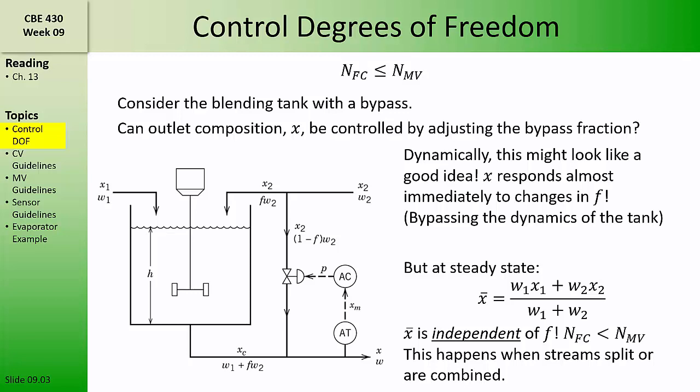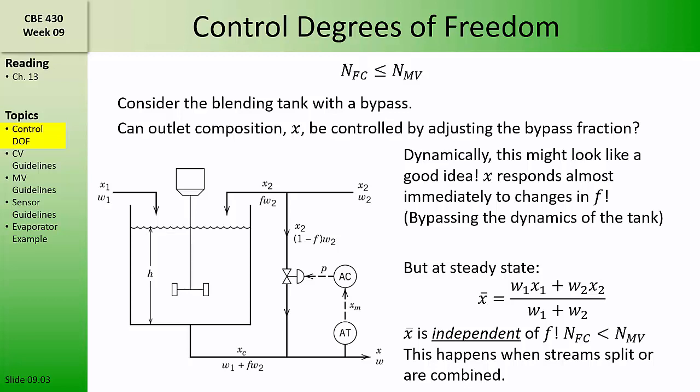It happens in this case because this stream splits and then is recombined. So it doesn't matter whether the incoming solute in stream 2 goes through this path or this path. Ultimately, it all has to come out in the end. So while changing F might change X dynamically, it cannot be used to change the new steady state of X. And we find that by writing the steady state component balance and seeing that F does not appear in this equation.